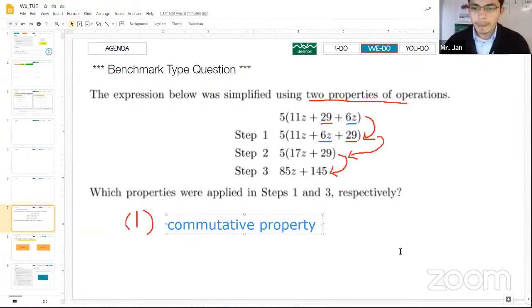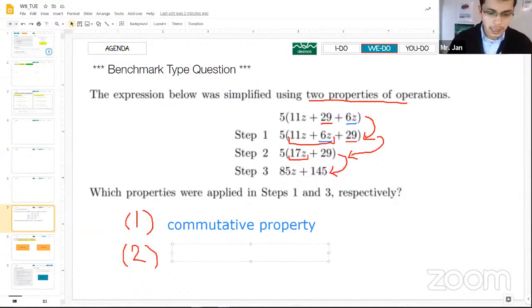Now step 2. What was done in step 2? It's not a property, but you can still tell which action they took. I'm going to write it down too: they simplified something. They combined Z terms, as you see, 11Z plus 6Z became 17Z. It's not a property, but it's still an action you took in math. We call it combining like terms.